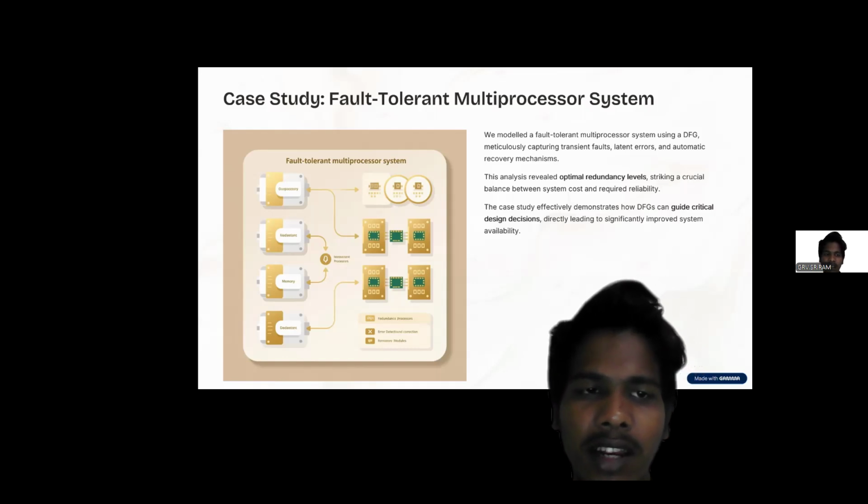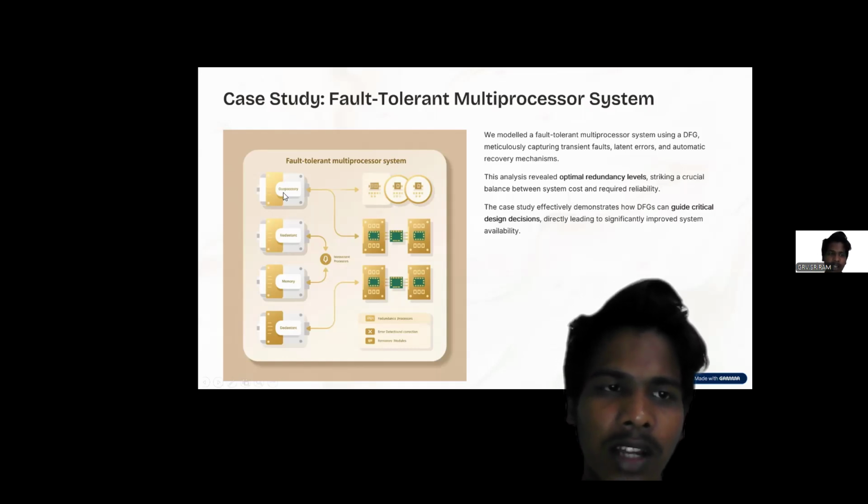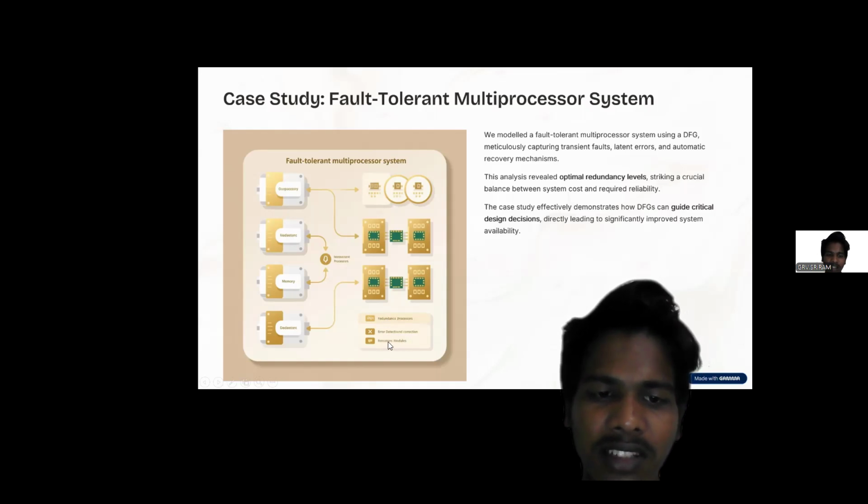And here in the diagram, we can see the fault tolerant multiprocessor system, which has the memory and other things like redundant processors, error detection and correction, and memory modules.